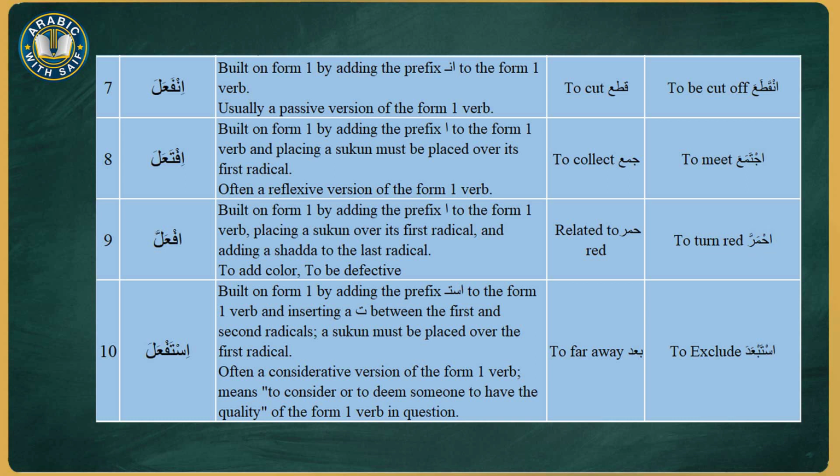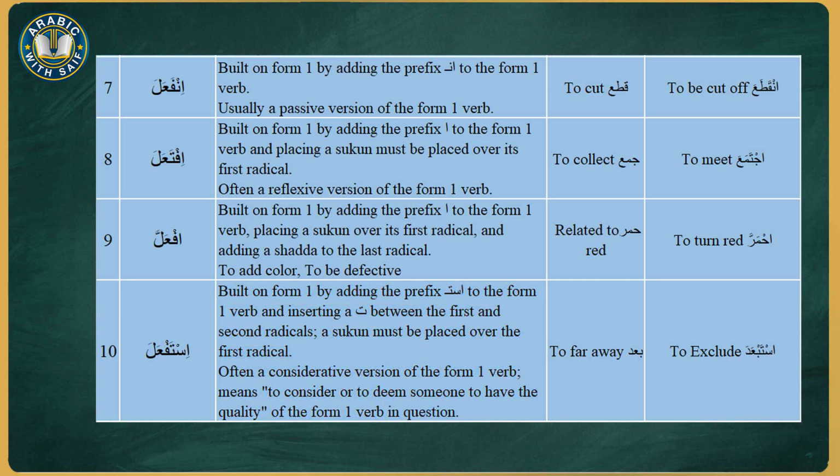means to turn red. The form number 10, استفعل, built on form 1 by adding the prefix alif sin ta to the form 1 verb and inserting a ta between the first and the second radicals. A sukun must be placed over the first radical, often a considerative version of the form 1 verb, meaning to consider or to deem someone to have the quality of the form 1 verb in question.